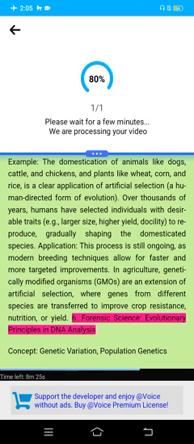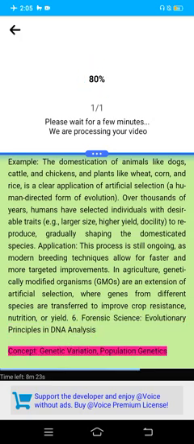6. Forensic science, evolutionary principles in DNA analysis. Concept: genetic variation, population genetics.